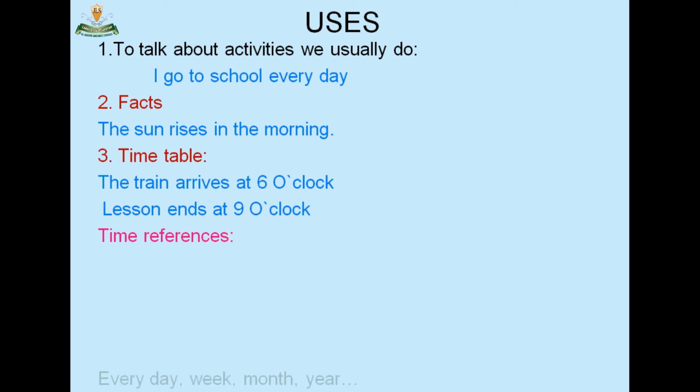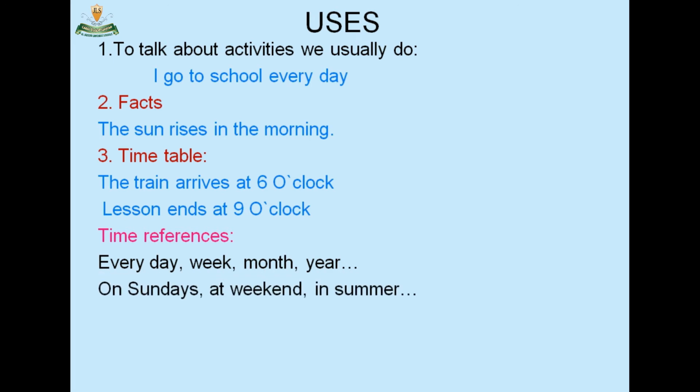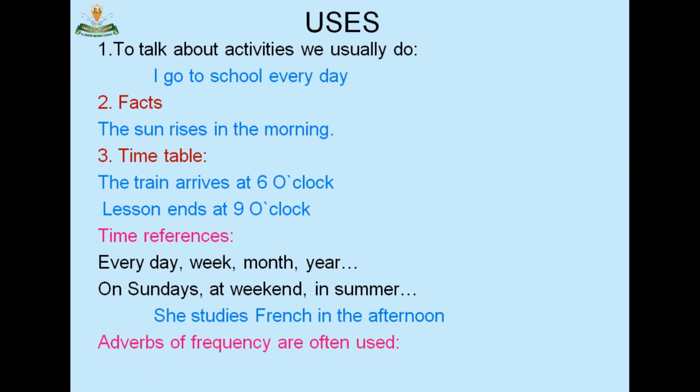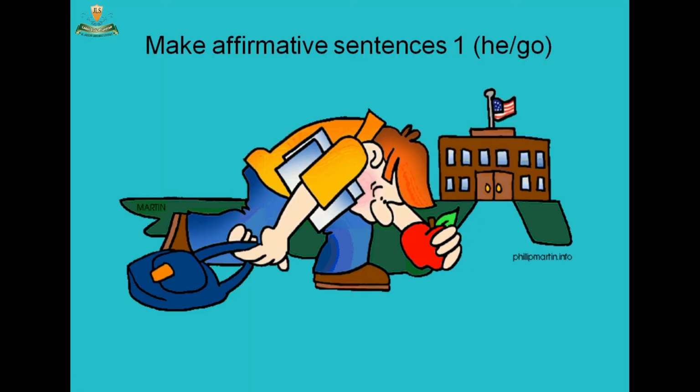Let's look at the time references, or what we call the keywords of the tense. Of course, you know that each tense should have its own keywords. As for the keywords, we have every: every day, every week, every month, every year. We also have on Sunday, on Monday, at the weekend, in summer. For example, she studies French in the afternoon. That's a habit, of course. We also have other keywords such as always, usually, often, sometimes, never. These are the time references or the keywords for the present simple tense.